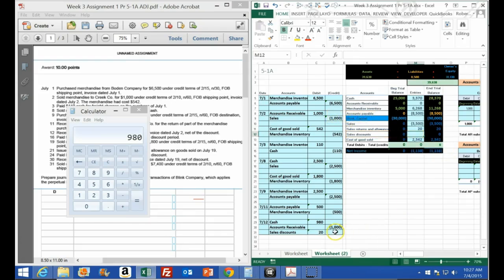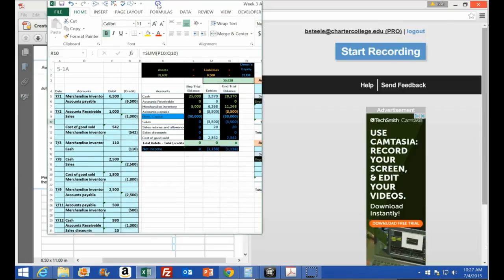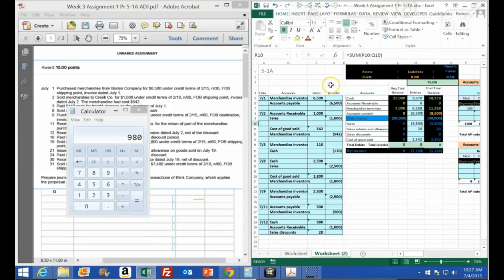We also need to record that in our subsidiary ledger. So I'm going to go over here to our subsidiary ledger, and in Creek, I'm going to say equals, and there's the credit. That's going to make it go down. So now we match to the receivable in the trial balance, and they no longer owe us money. So notice that we had to put the 1,000 there, not the 980 that we received, in order to bring it down to 0, reflecting the fact that they don't owe us any money.